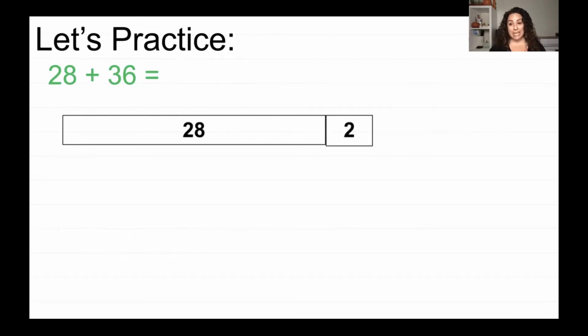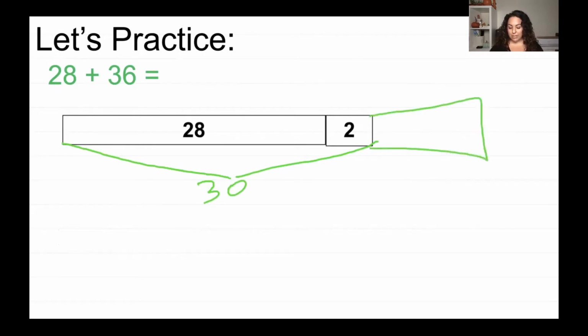Now that I have 28 plus 2, well, I know that these two together equal 30. But I'm not done. I have to add 28 plus 36. So what should I put right here? Should I put a 36? No, because if I put a 36 there, then I'm going to have a number that's too big, because I added this 2 right here. So let's go ahead and get rid of that 36 and figure out what we're going to put there.